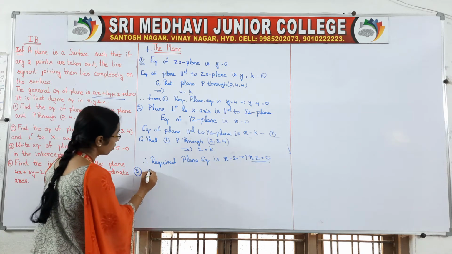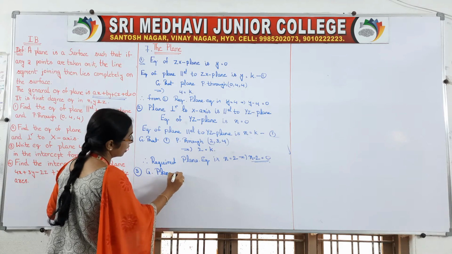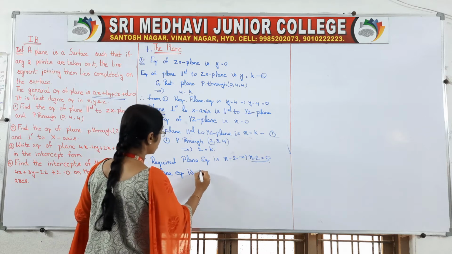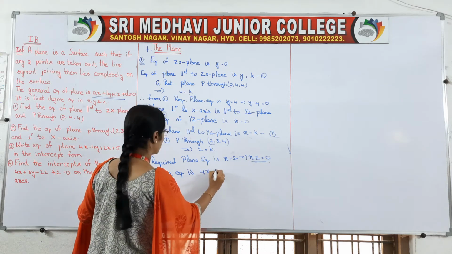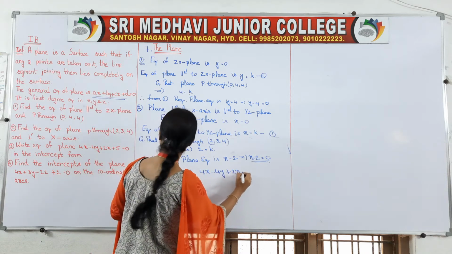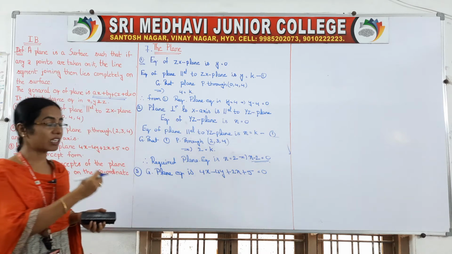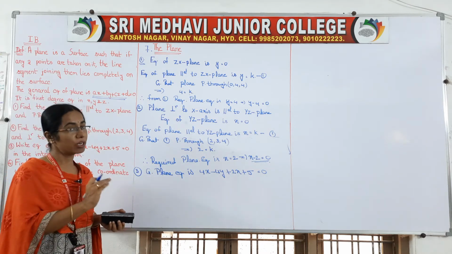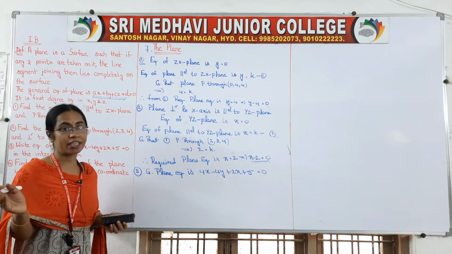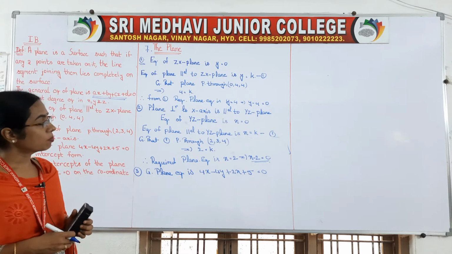So how will we reduce it? Given plane equation is 4x minus 4y plus 2z plus 5 equals 0. Take the values correctly. Along with x, y, z, their coefficients are there, and you should be careful with the coefficients. Instead of plus, if we take minus, the entire problem will go wrong, right? So what is the procedure?